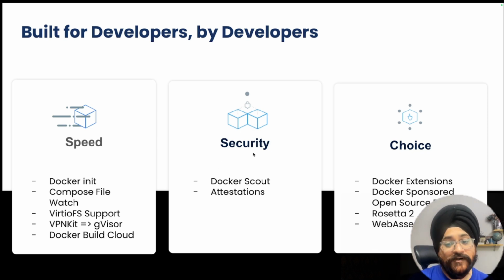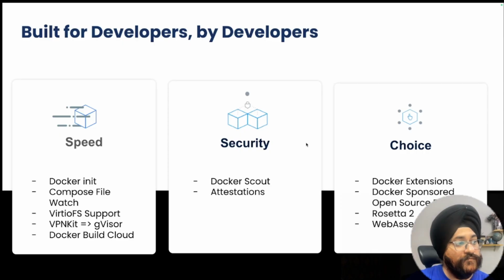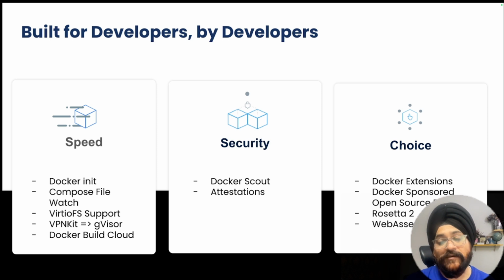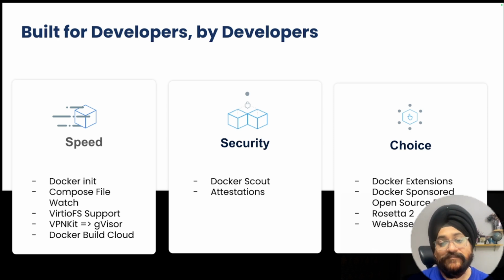Now there are a couple of other features which we are targeting. The first, in terms of security, we have tools like Docker Scout, which means that if you really want to go ahead and secure your supply chains, Docker Scout is a tool which helps developers to find and remediate those security vulnerabilities in their Docker images. We have attestation, a feature that allows developers to verify the authenticity and integrity of the Docker images.